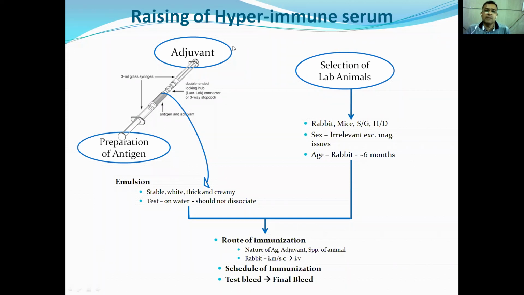There are three basic things we must know before starting. The first is that you should have antigen. Second is adjuvant, and third is selection of the lab animal. Now we will see them one by one.